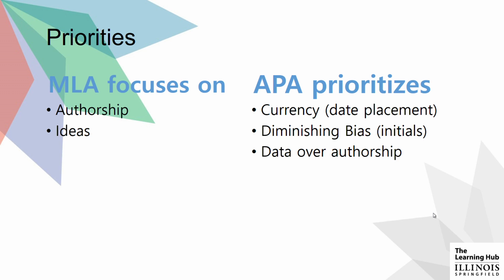Overall, we see a prioritization of data over authorship. So whereas in MLA, we care very much about ideas and who's putting those ideas out there, in APA, we care about the data, the hard data, and what that data has to tell us about whatever topic we're working with. Not so much the authorship themselves, instead it's the currency of that data, the date when that data came about.